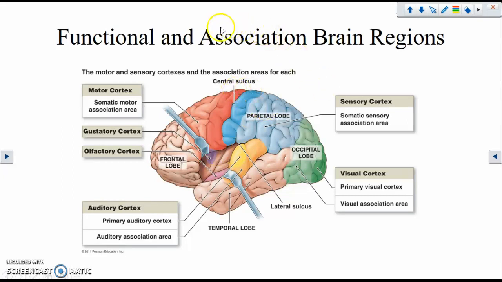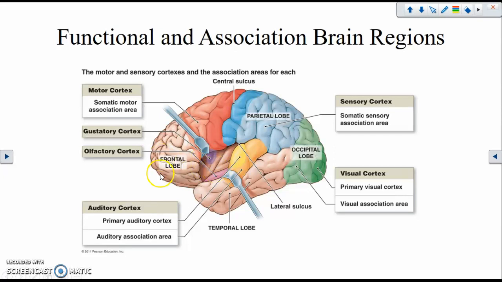Now we might as well talk about association areas. Why are there association areas? Let's look at this one. The gustatory cortex is the functional area for taste, and the olfactory cortex is the functional area for smell. As you can see, they're right next to each other. What connects them, folks, which is not shown here, is an association area, which associates them together. This is why we taste and smell at the same time. They go together, so it's not an accident.